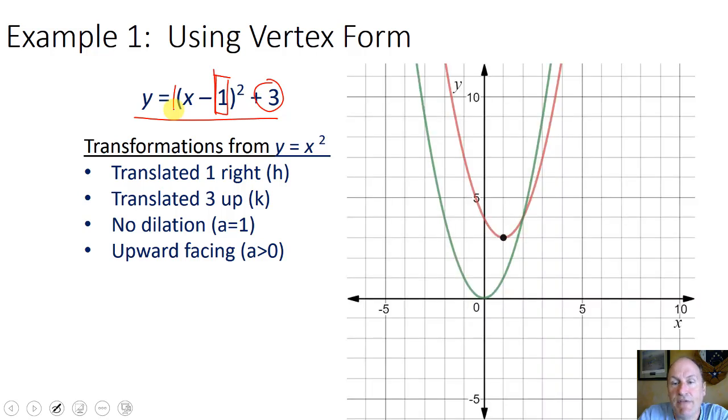And so here's a graph of it. The green graph is the parent function y equals x squared, and then the red graph is the graph that we're talking about here. You'll notice from the original x squared, it's translated to the right 1 and up 3. It is not dilated. It has the same stretch as the original parent function. And it is also upward facing. So all these things are verified in the graph.